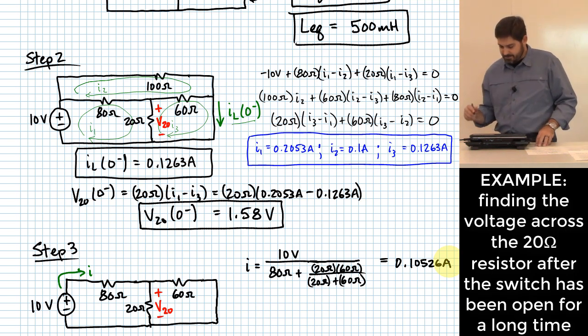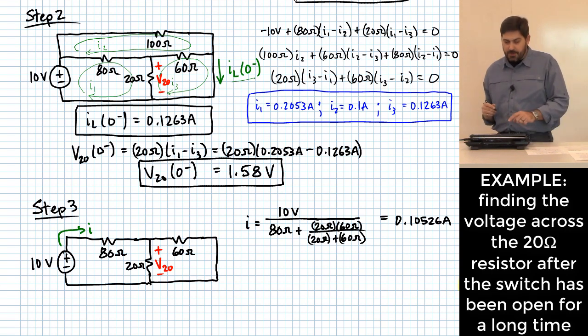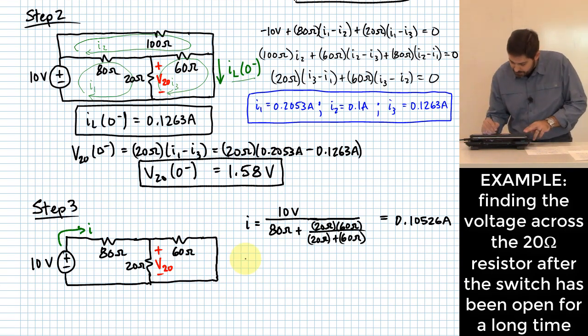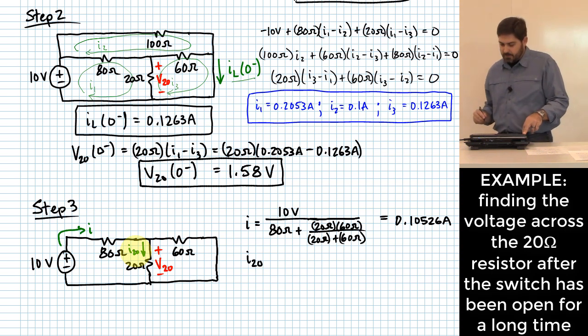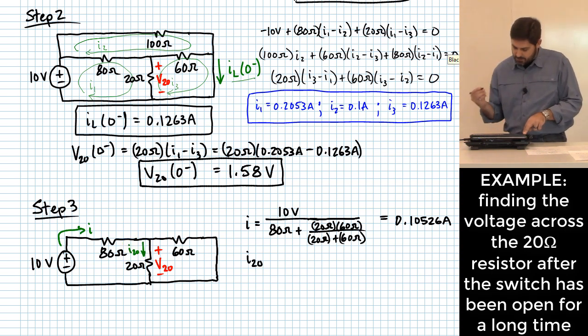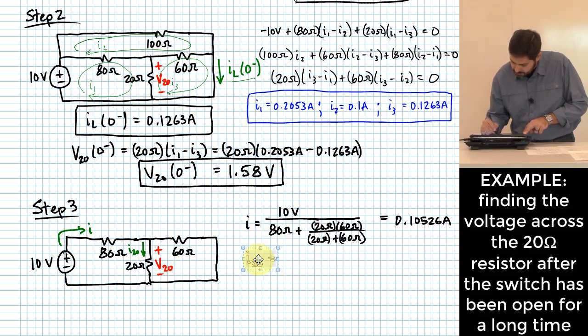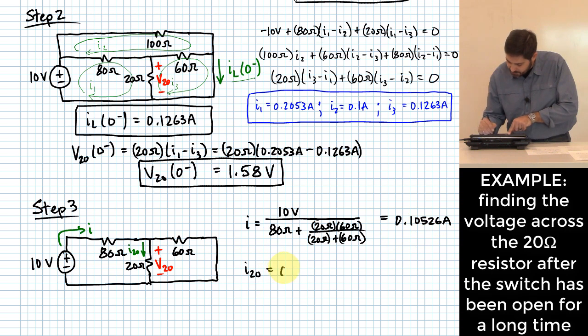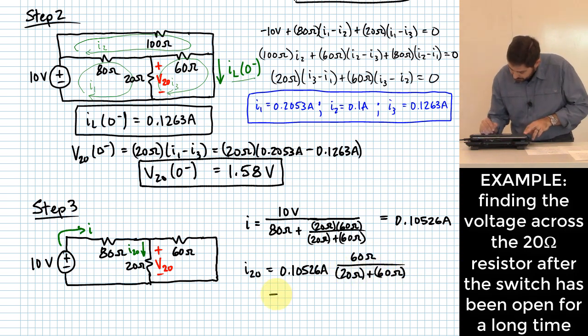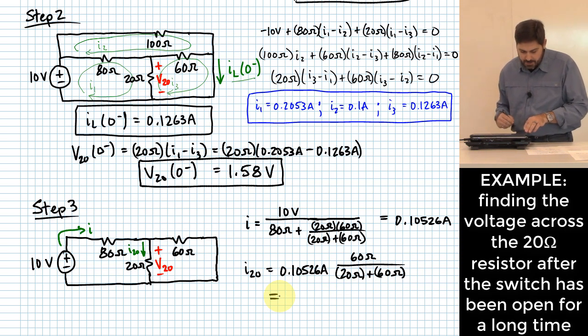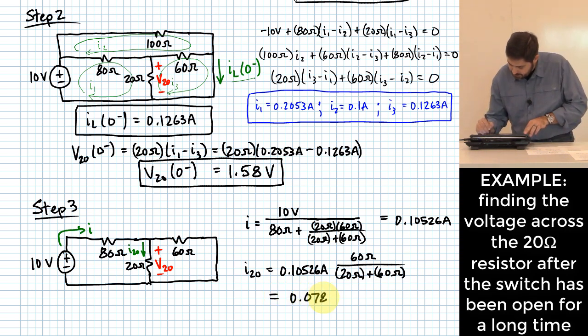What is it we really want? We want V20. How about this? What if I come up with I20, meaning the current that flows through the 20 ohm resistor? Is there a way I can get that easily? Current division. I20 is going to be equal to that current we just found, 0.10526 amps, multiplied by 60 ohms over 20 ohms plus 60 ohms. And that result comes out to be 0.078947 amps.